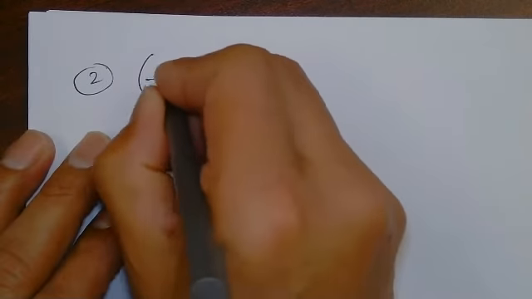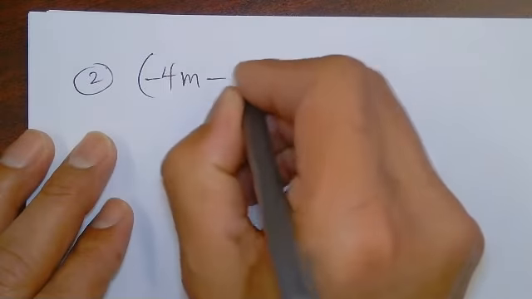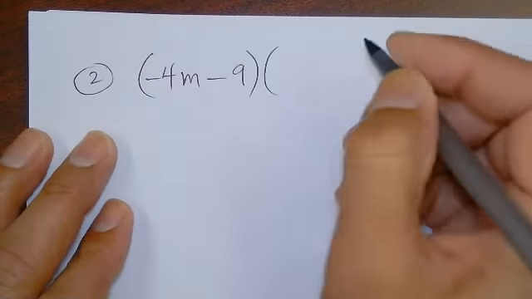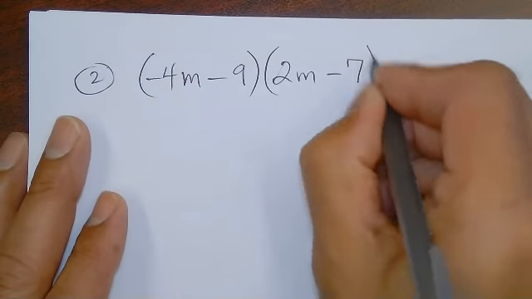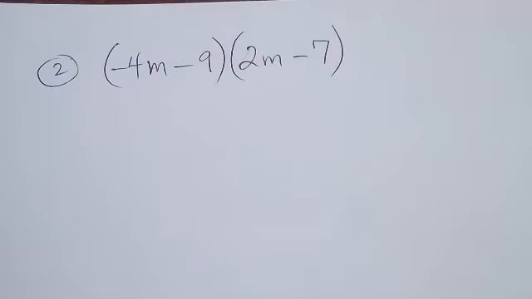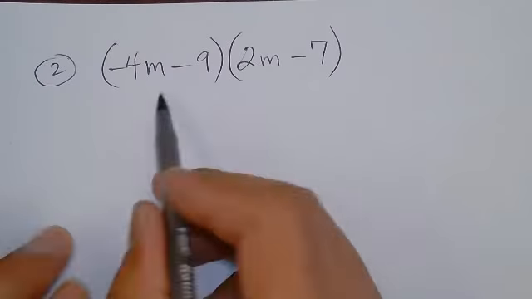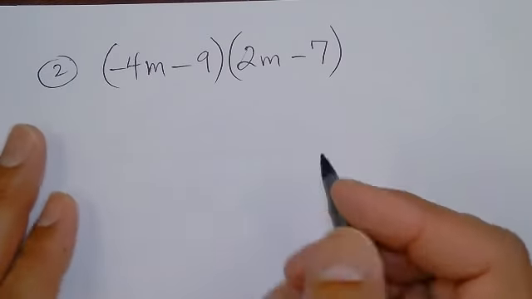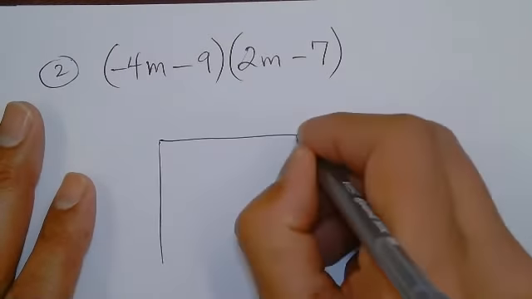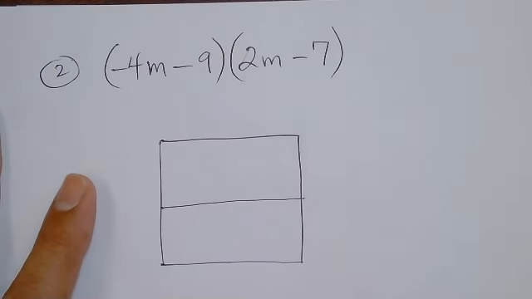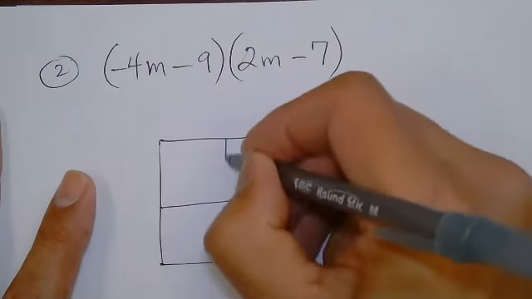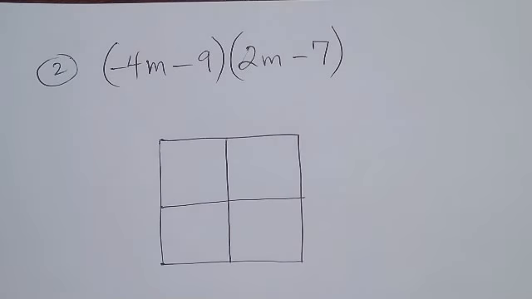Okay, let's do one more real quick. Number 2. What if I put negative 4m take away 9 times 2m take away 7. This is 2 and this is 2, so 2 rows and 2 columns. So that's going to be a square.